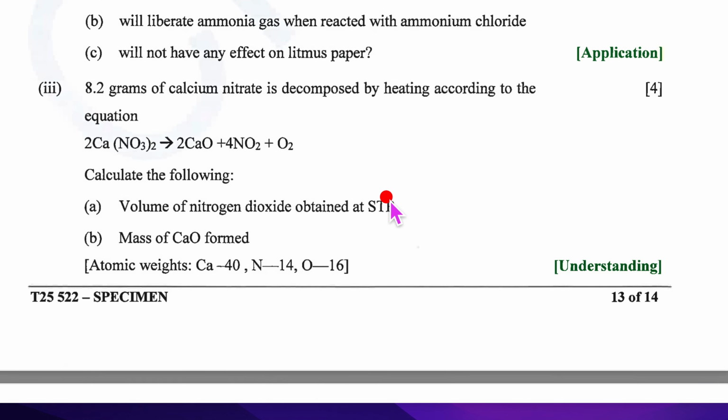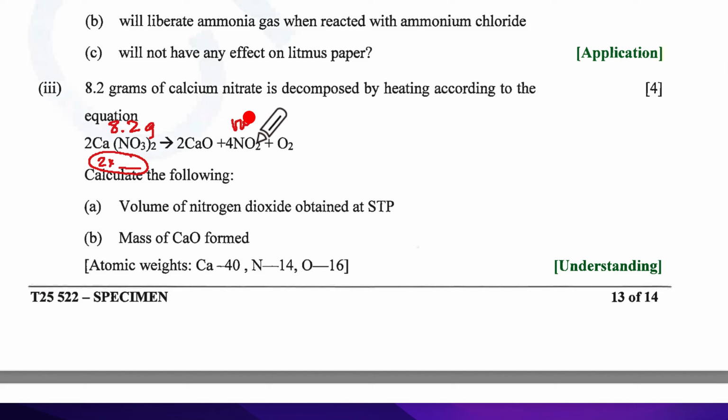Okay, we come to 8.2 grams of calcium nitrate is decomposed using this reaction. What is the volume of nitrogen dioxide obtained at STP? Now out here, if they are telling you this is 8.2 grams, so you have to find GMM of this. So 2 into the GMM is going to give us volume.